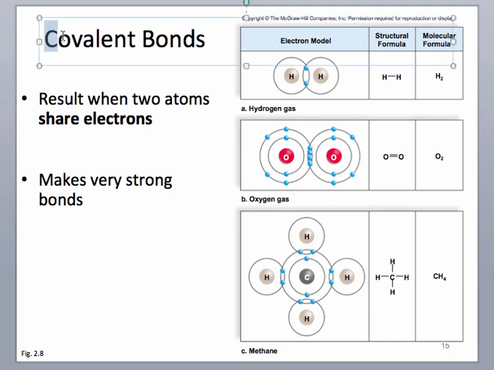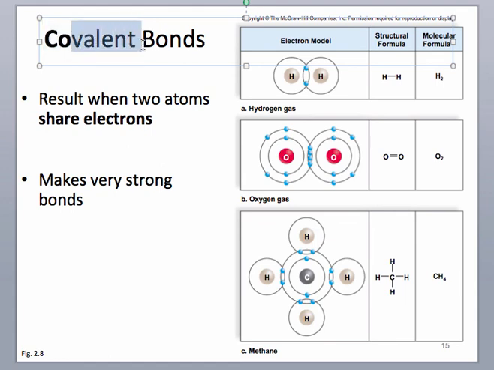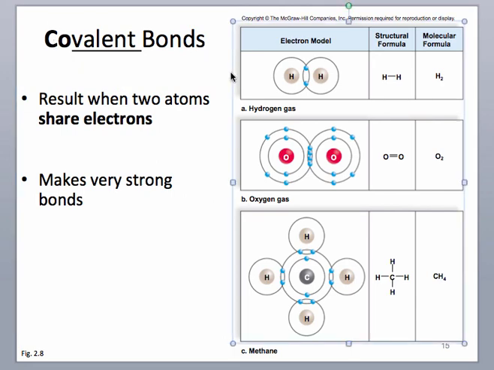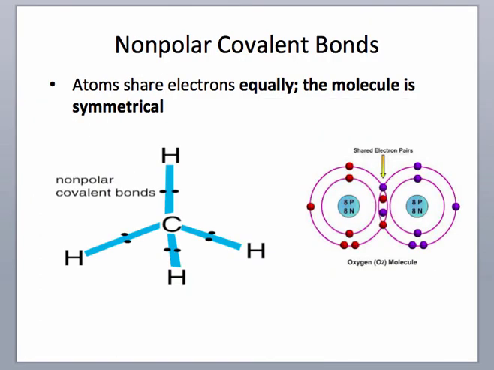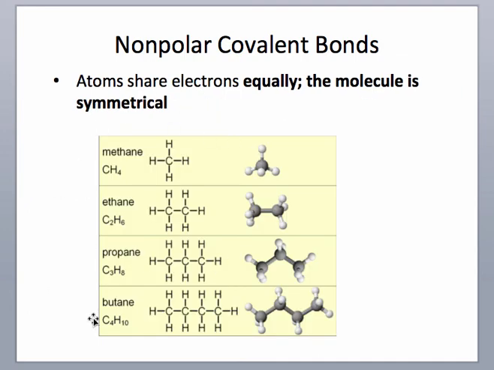Other types of bonding is called a covalent bond, where instead of transferring the electrons, they are being shared. So co means to share, and valent is referring to the valence electrons, so sharing valence electrons. And this is going to make a lot stronger bond than an ionic bond. And this can happen with 2 electrons being shared or 4 electrons being shared. And some different types of covalent bonds, they can either have sharing equally, which is going to be called a nonpolar bond. This is going to be something like fats, oils, for example.